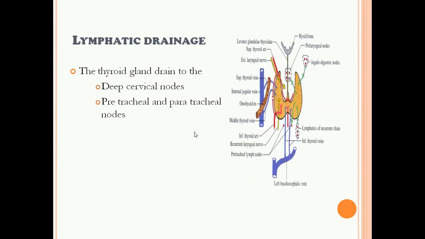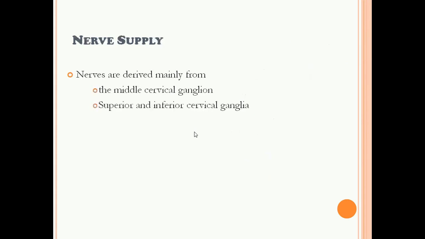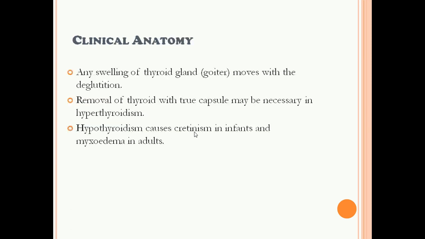So, the lymphatic drainage: the thyroid gland drains into the deep cervical lymph nodes and the pretracheal and paratracheal nodes, which take the lymphatic drainage from the thyroid gland. The nerves supplying the gland are from the middle, superior and inferior cervical ganglions.